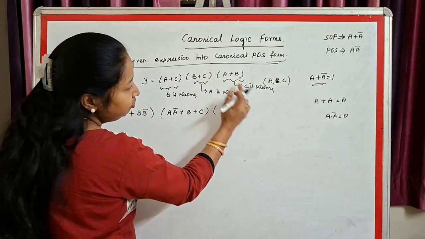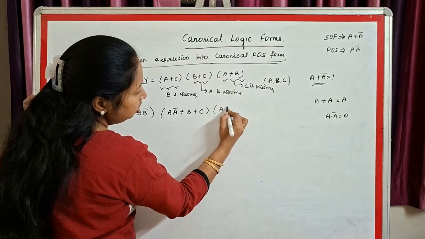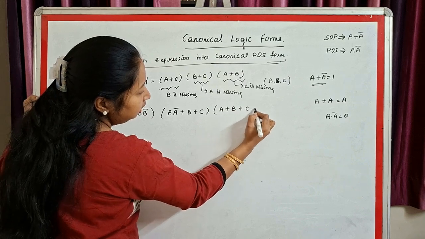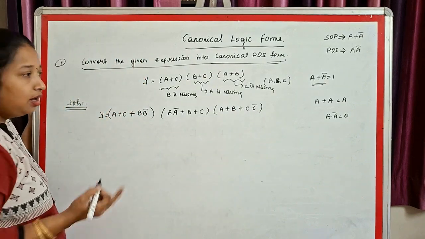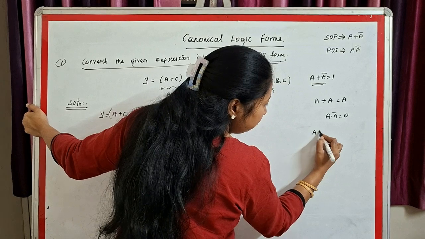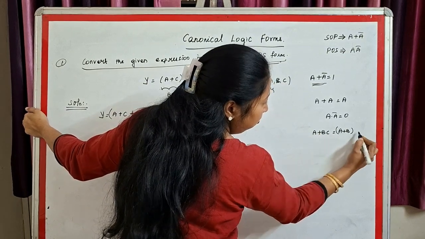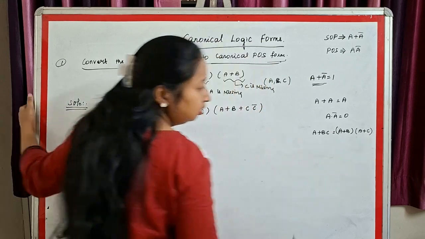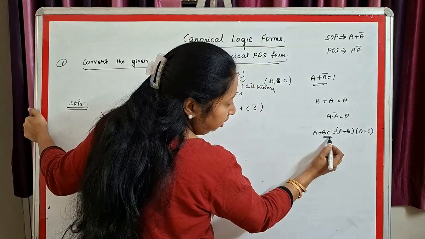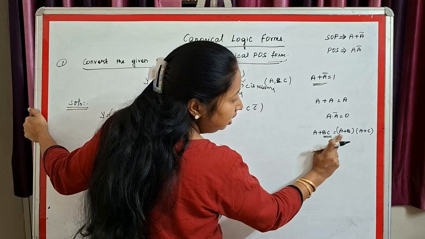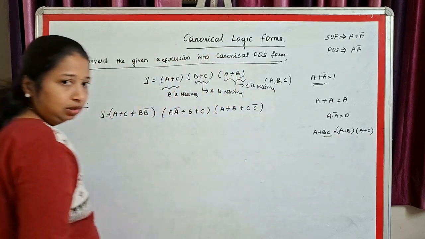Fine? In the third max term, which variable is missing? C is missing. So, how can you write C? It is C bar. Clear? We have a rule like A plus BC is equal to (A plus B) into (A plus C). Whatever is the product term here, you have to expand it like (A plus B) into (A plus C).